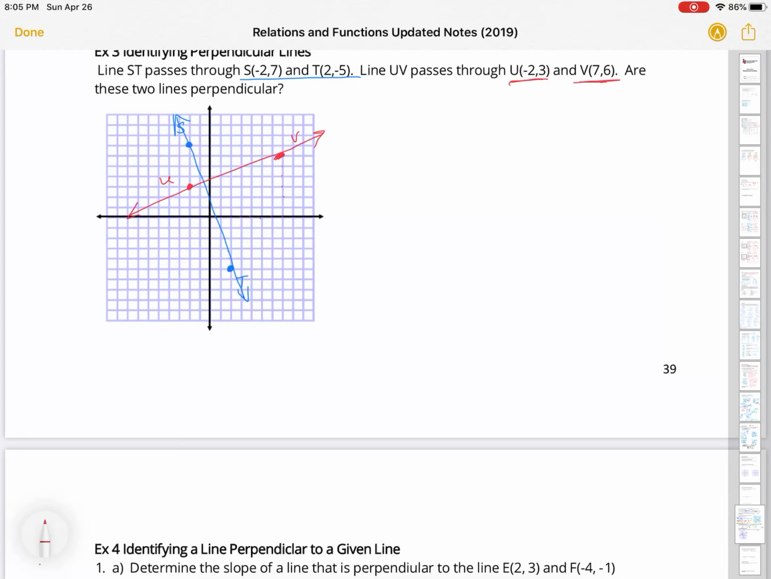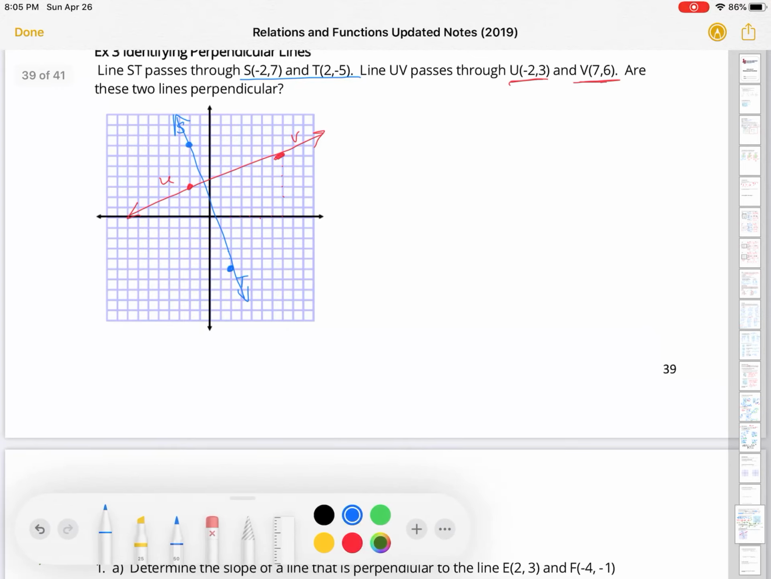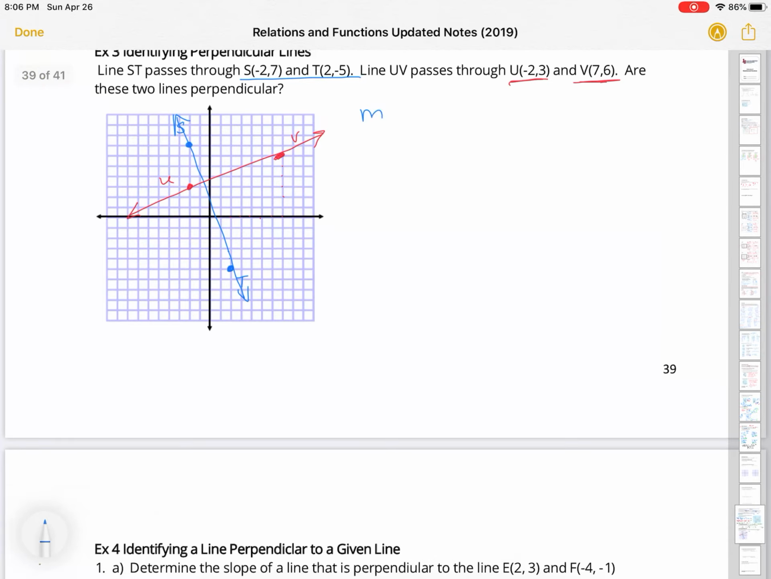Okay, so U and V. So we join those up. Now what we want to know is, are these two perpendicular? So what we have to do is calculate their slope. If I calculate their slope and they are negative reciprocals of each other, that would mean that they are perpendicular.